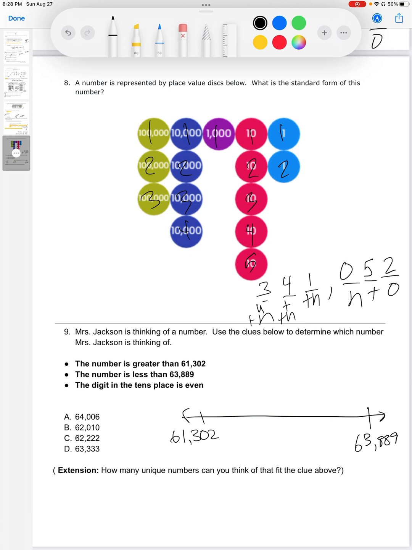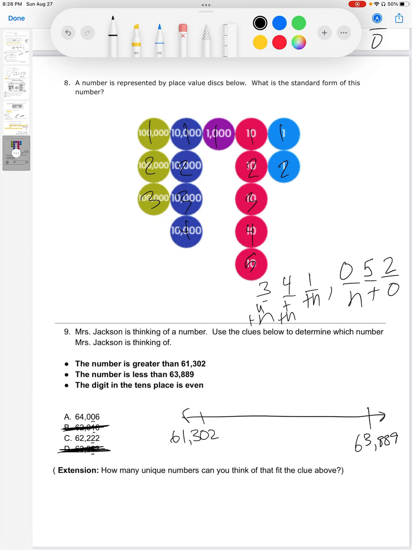And then lastly, the digit in the tens place is even. I might start with that to eliminate some options. I'm going to look at the tens place on each one of these numbers. If it is not an even number, I'm going to cross that out. Well, this one has a 0, that's even. This one has a 1, that is not even. That can't be the answer. This is a 2, it's even. This one has a 3, not an even number. Let me get rid of that. That brings me down to 2 answer choices.